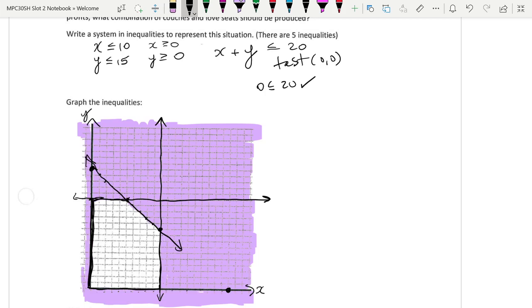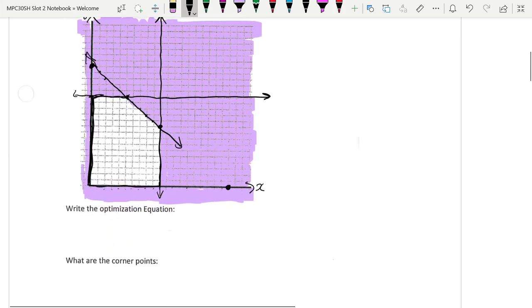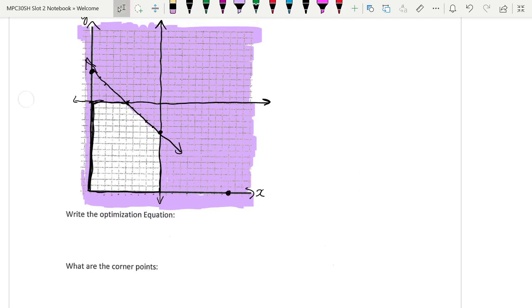How do I figure out which one gives me the best profit? Well, first of all, I have to make what's called an optimization equation. What is my profit? Well, my profit is I make $300 on every couch and $400 profit on every love seat. So whichever point along those black lines or in that white space gives you the XY coordinates to make this as big as possible, that's going to be my answer. And I have good news for you. You don't have to try them all.